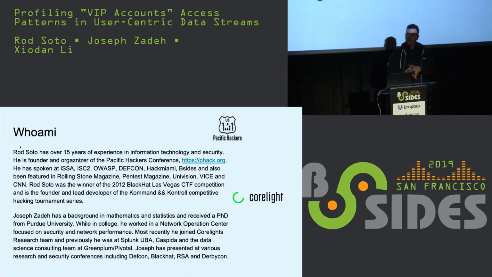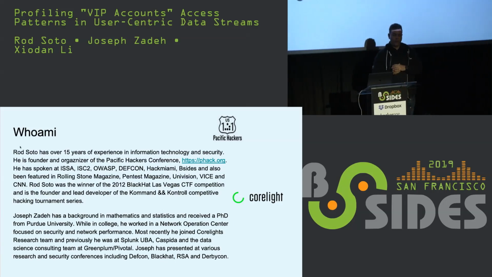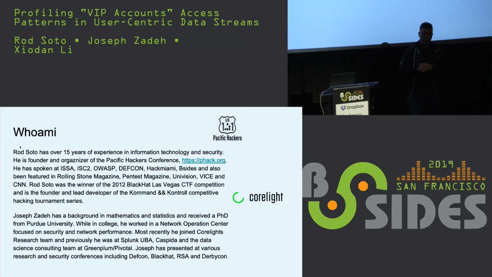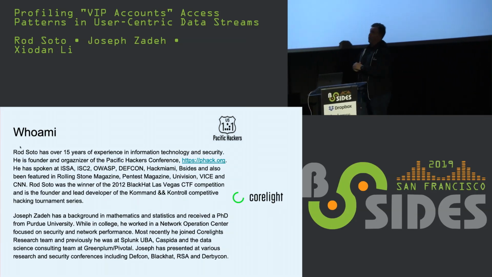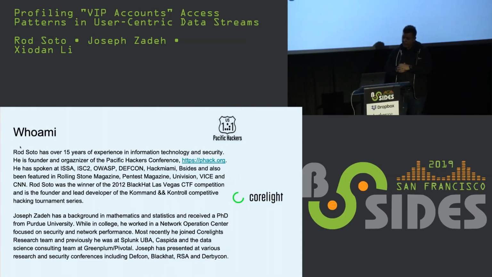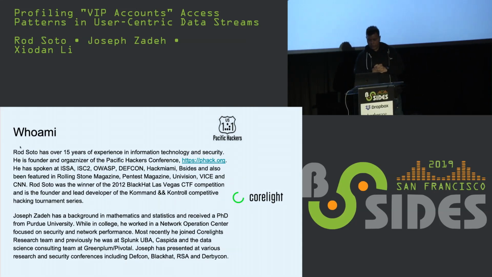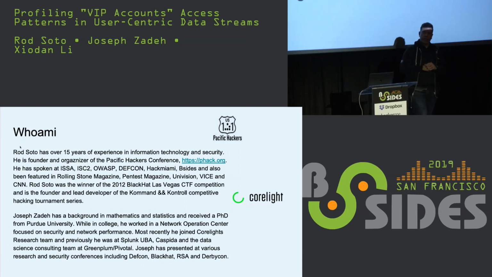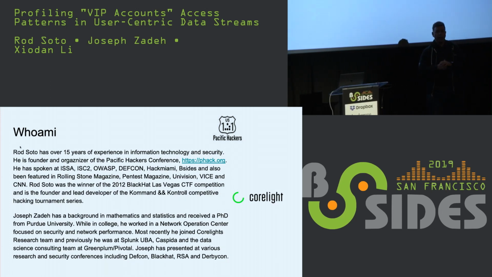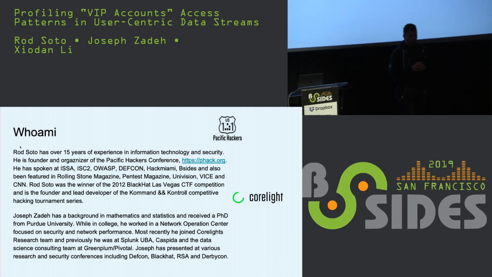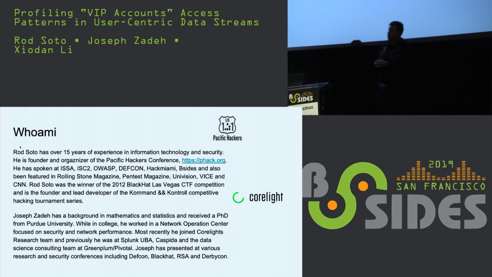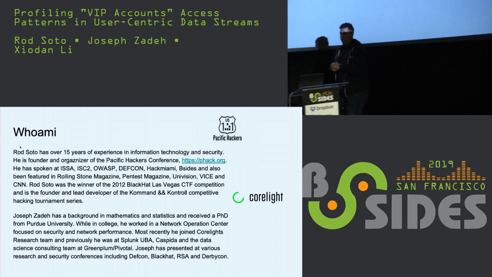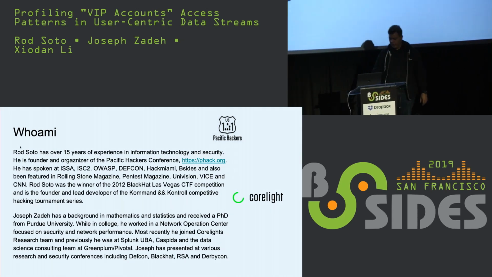So who are we? My name is Soto, and I've been in the industry for a little bit. I run a hackerspace here in Silicon Valley called Pacific Hackers. We also have a conference in November. And I'm here with Joe Zadeh, my partner in crime. We've been working together for over 4 years now, since we started working together at Caspida. Caspida was a UBA startup, acquired by Splunk. Then we were at Splunk for 2 years, and then we moved on to Jask, and now he's at Corelight.